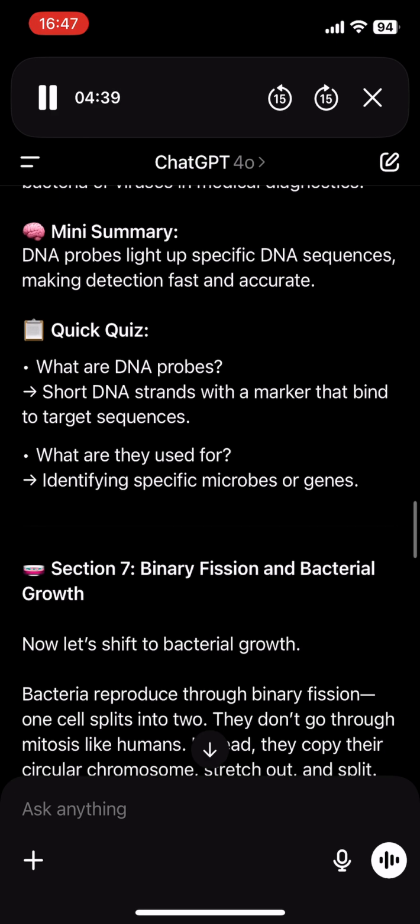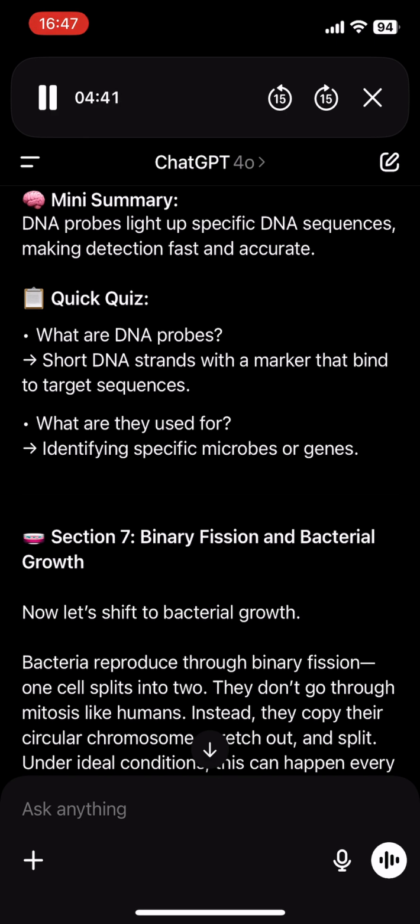Quick quiz: what are DNA probes? Short DNA strands with a marker that bind to target sequences. What are they used for? Identifying specific microbes or genes.